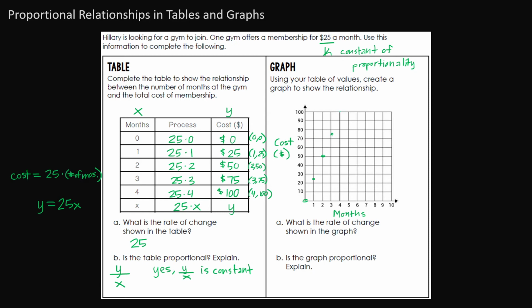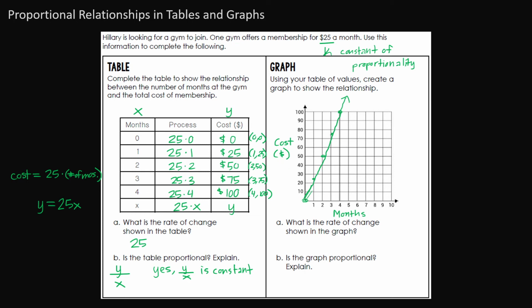And 4, 100. And if I draw a line through these points, as straight of a line as I can, I notice that if I follow the points, it wouldn't be a squiggly line. There would be no curve in it. It would be a straight line. And really, this relationship could go on forever. You can attend a gym for many months, more than 10 if you really wanted to. And so you'll notice this line is straight.